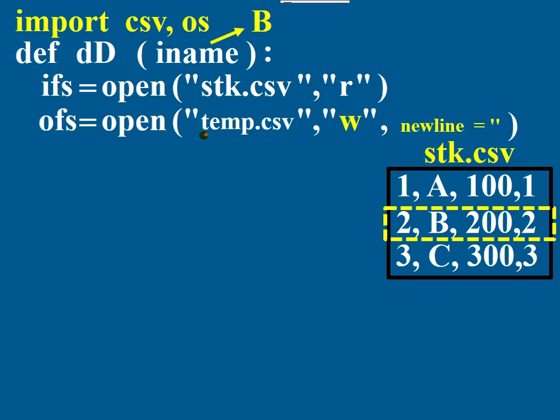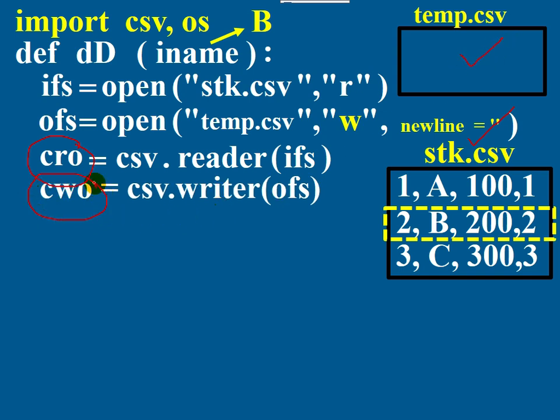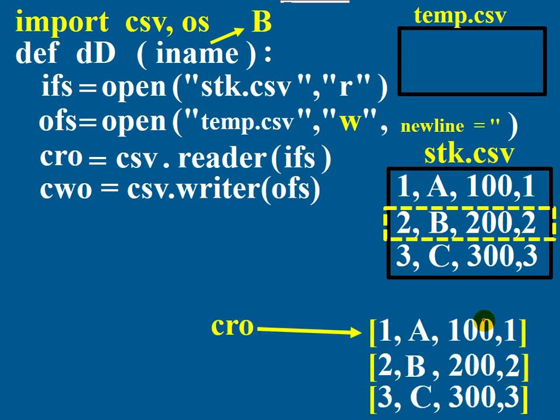A temporary file must be opened for writing purpose in W mode. This is the temporary file. To read data, you need to create a CSV reader object. To write data, you need to create a CSV writer object. Now, CRO will contain all the rows, all the lists of the CSV file.